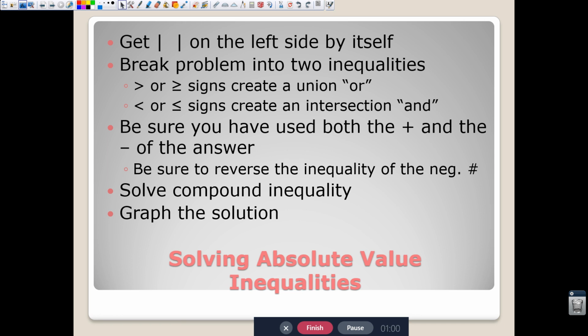We've already done inequalities, but there's going to be two separate problems. Okay? If it is less than or equal to, it creates an intersection or an and. So it's going to be one problem. Remember where there's the problem in the middle and there's two inequalities on either side. So we want to make sure that there is a positive and a negative answer.